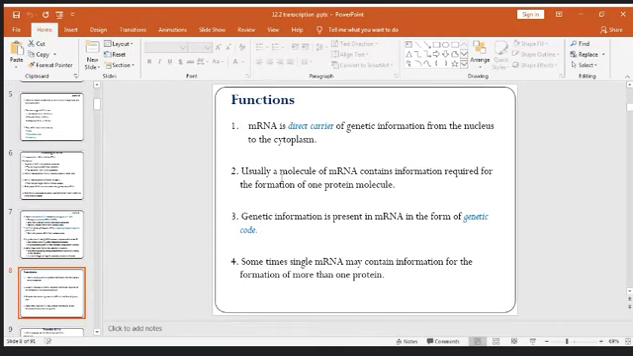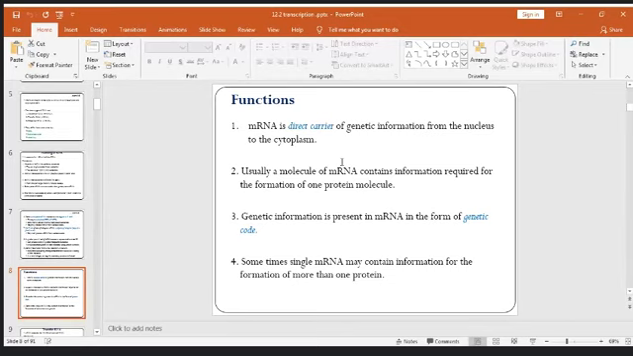Messenger RNA is the direct carrier of genetic information from the nucleus to the cytoplasm. Replication takes place in the nucleus. Transcription takes place in the nucleus. After transcription, there are post-transcriptional modifications that we will see next. After post-transcriptional modification, the messenger RNA is transported out of the nucleus into the cytoplasm.